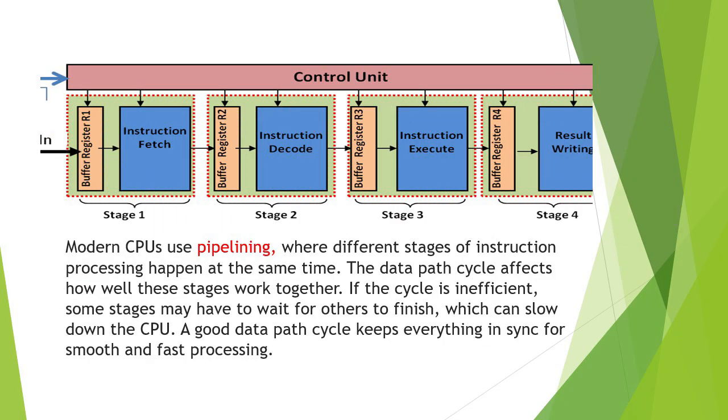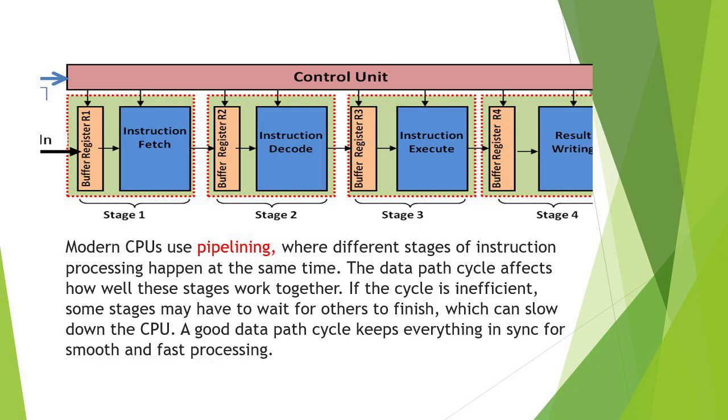The diagram here shows what we call pipelining. Pipelining can be found in modern CPUs, where different stages of instructions are processed at the same time. In this setting, the Datapath cycle affects how well the stages work together. If the cycle is insufficient, some stages may have to wait for others to finish before they can continue.